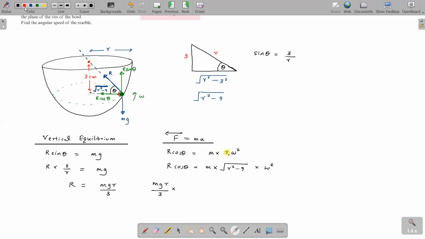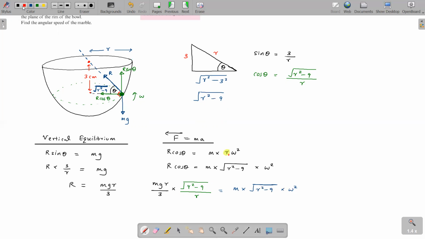Guys, what's cos theta? If you get the cos theta ratio, cos is adjacent over hypotenuse. The adjacent is root r square minus 9, and the hypotenuse is r. Guys, can you see? So cos theta is adjacent over hypotenuse, which is root r square minus 9 over r. Agreed, equals m times root r square minus 9 into omega square.